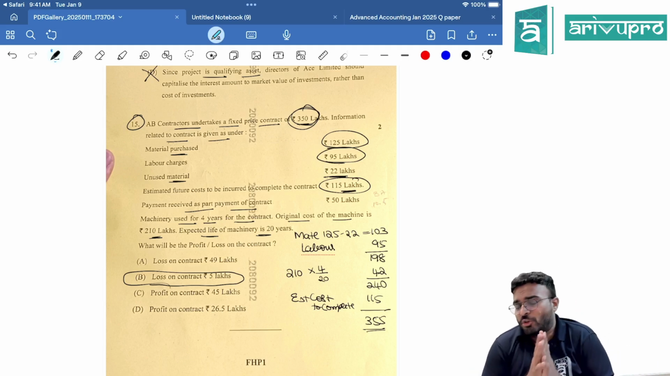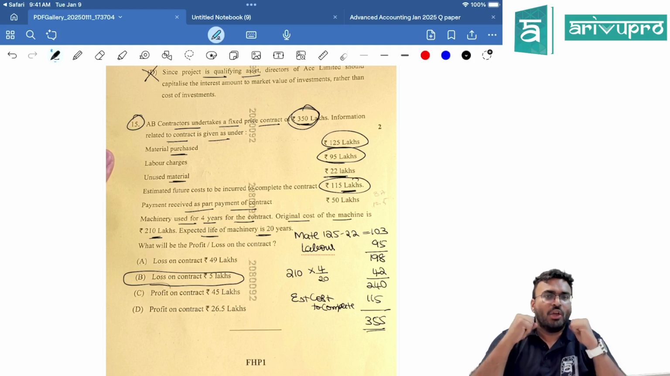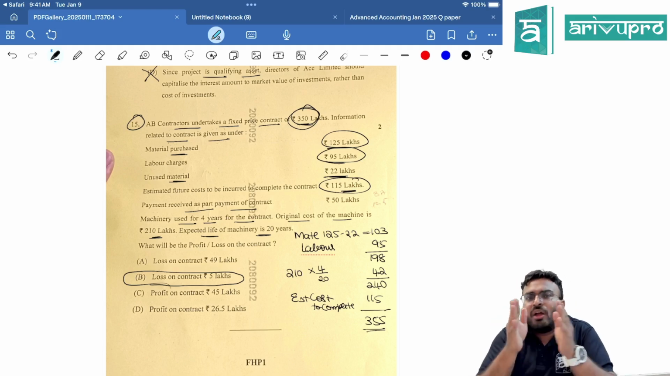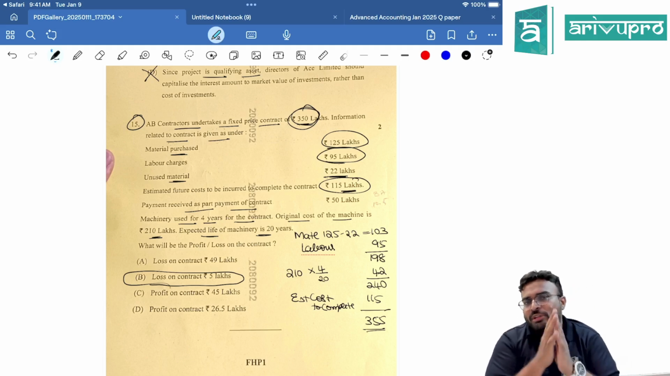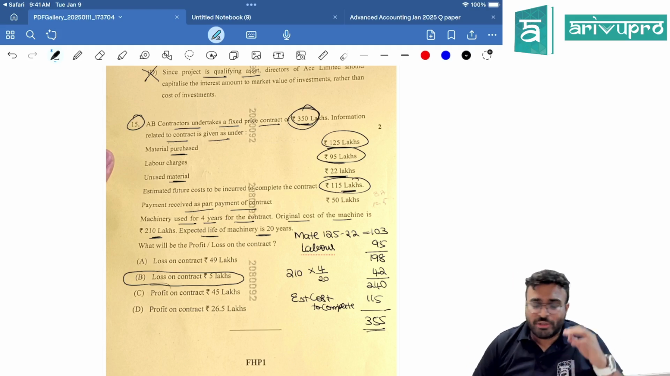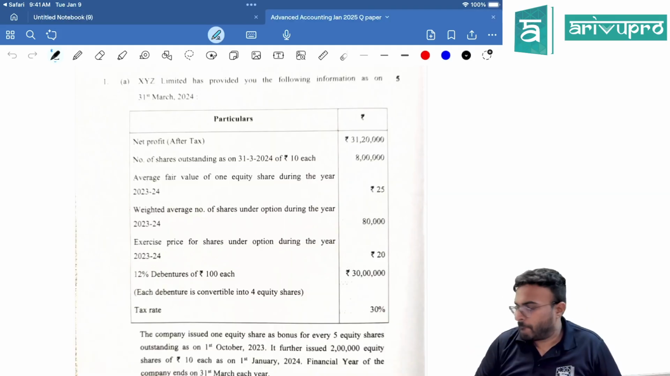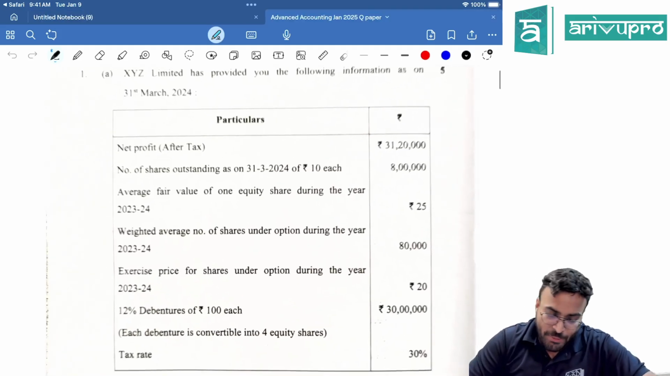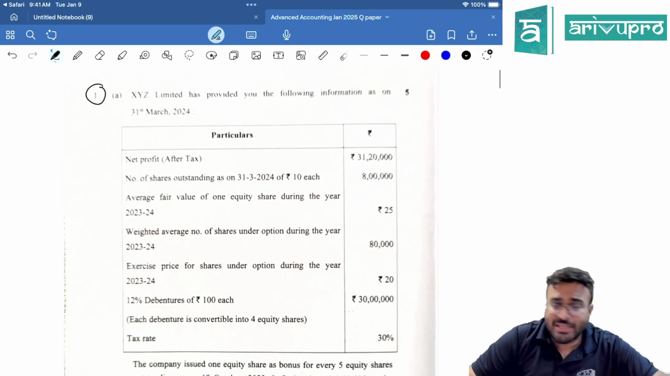These are your MCQ questions. 15 questions of 2 marks each. I hope it went well, guys. Please do comment how much you got right in the exam so that you can focus better on the next exam. Okay, let's go into the descriptive part.